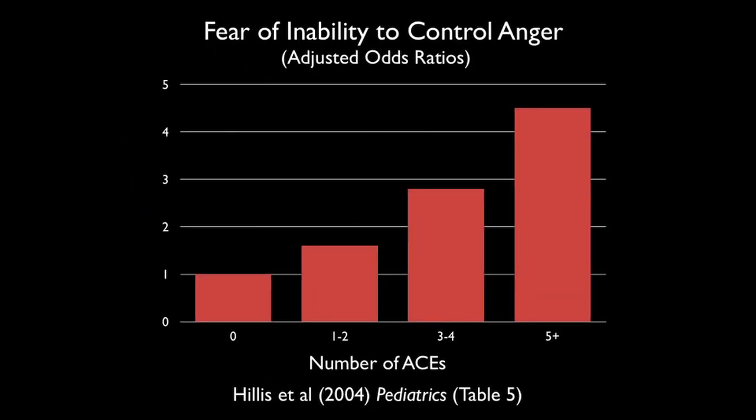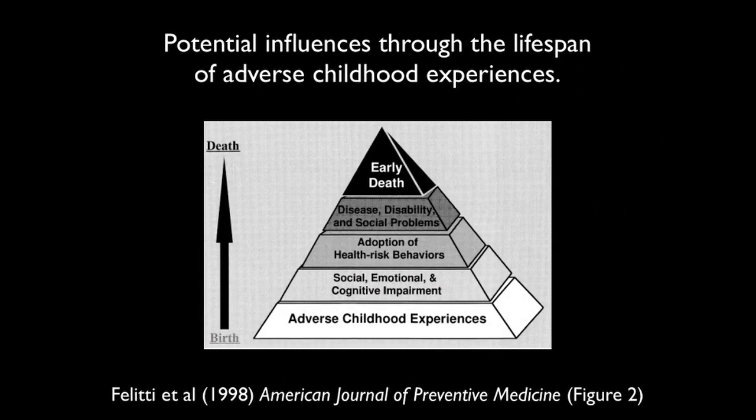And then fear of being unable to control their anger. We can see that fear increases with the number of ACEs, to the point where if a person has experienced 3 or 4 ACEs, the odds are 3 times as likely that they feel they'll be unable to control their anger, and the odds go to over 4 if a person has experienced 5 or more ACEs.